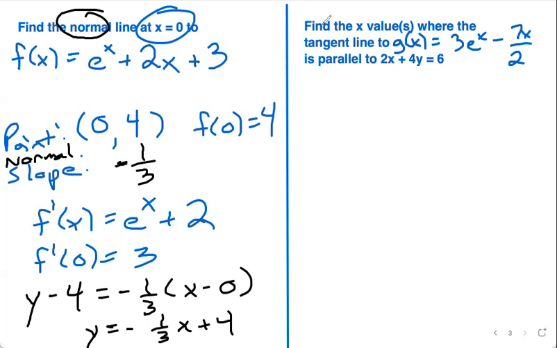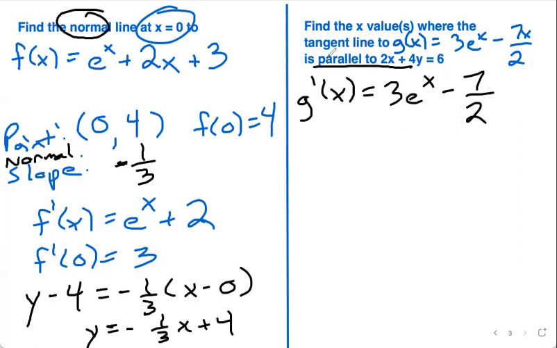Another application, find the x value or values where the tangent line to this function is parallel to this line. Okay, tangent line means to me take the derivative. The derivative of 3e to the x is 3e to the x. That looks like minus 7x over 2, so the derivative of minus 7/2 x would be minus 7/2. If they wanted a horizontal tangent, that is where the derivative is 0. But they don't want a horizontal tangent.